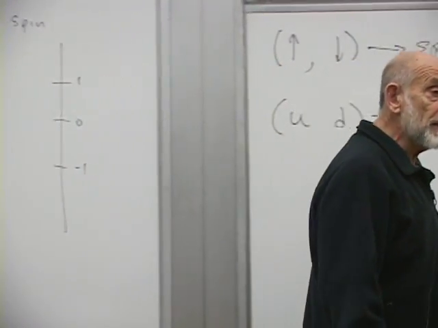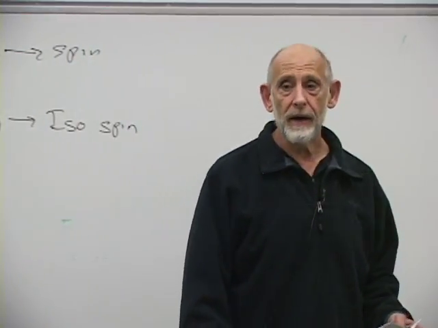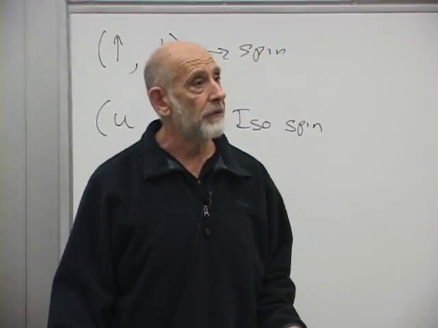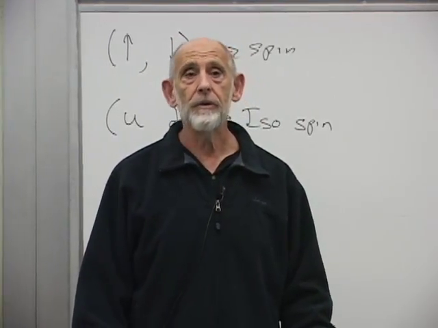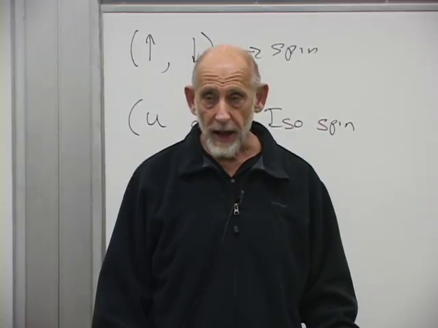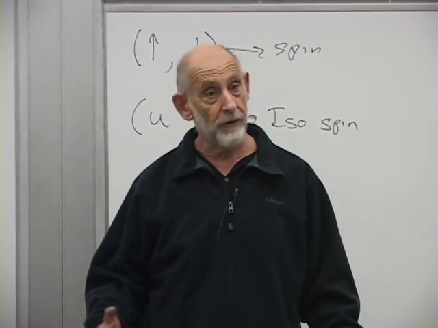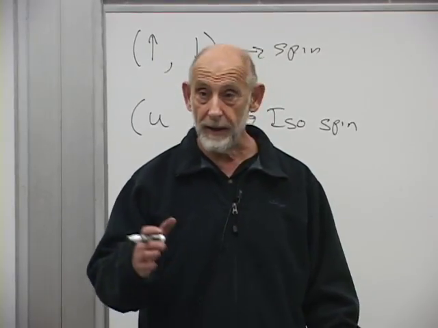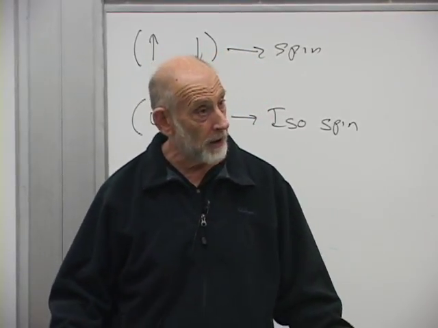That's like having three spins. What can you make out of three spins? What you can make out of three spins is either spin 3/2 or spin 1/2, and you can make the spin 1/2 in two distinct ways. But let's forget the two ways. Let's just say we can make spin 3/2 and spin 1/2.